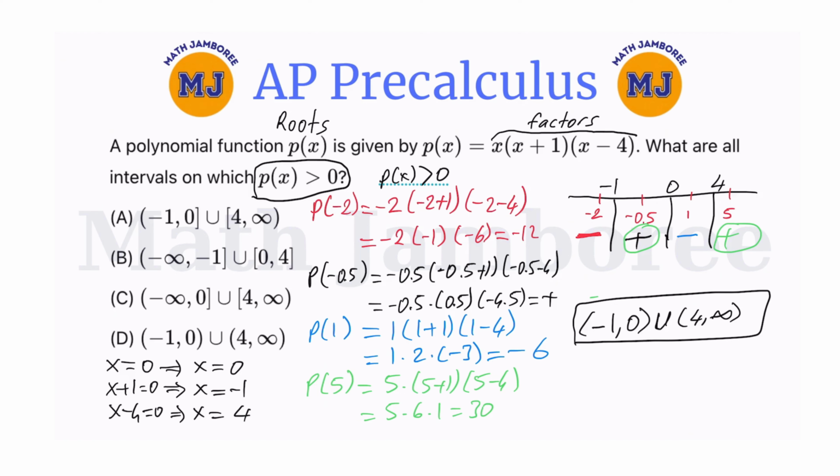So the correct answer we're looking for is choice D. When you look at it, choice A is really similar, but they included 0 and 4. That's why it's not the answer. Choice D is the answer we're looking for. This is how we solve this type of question.